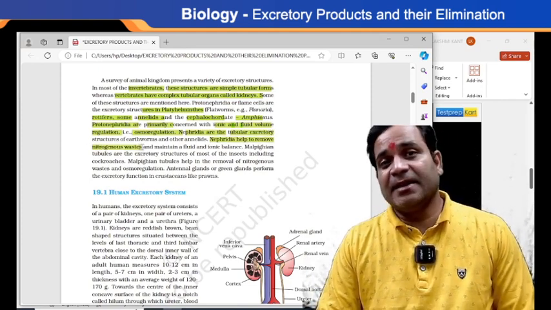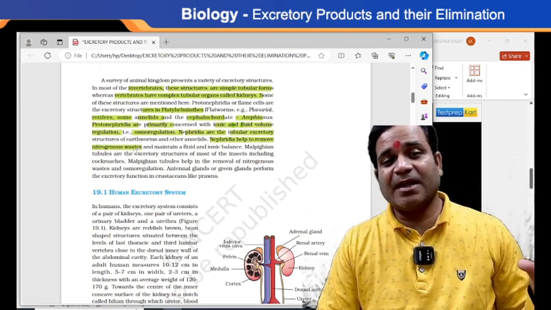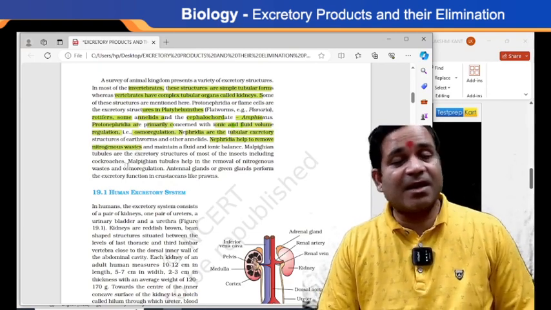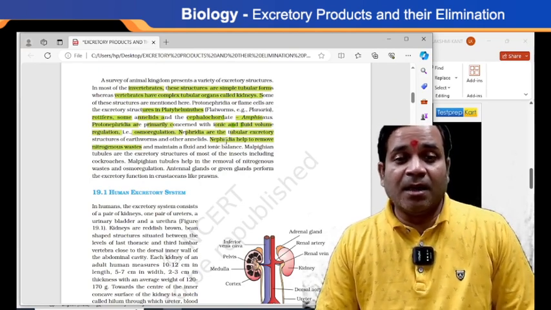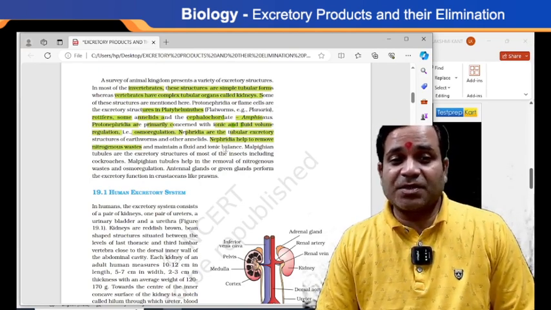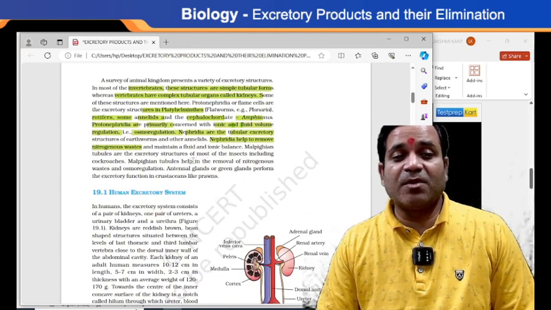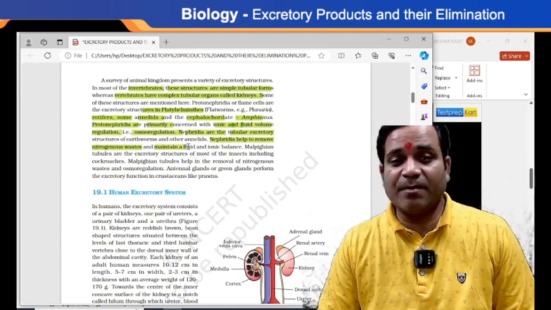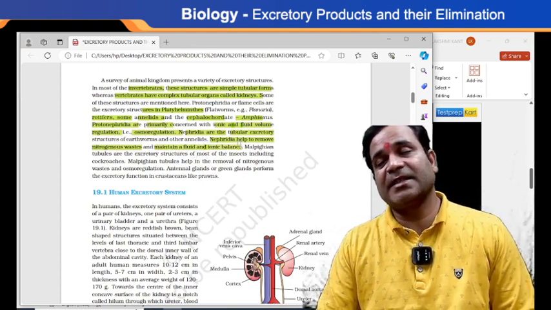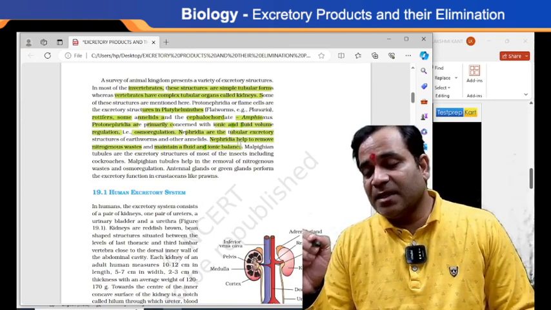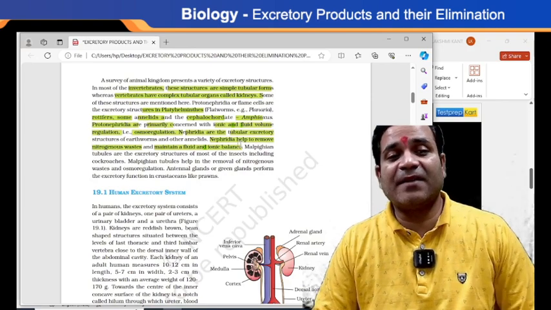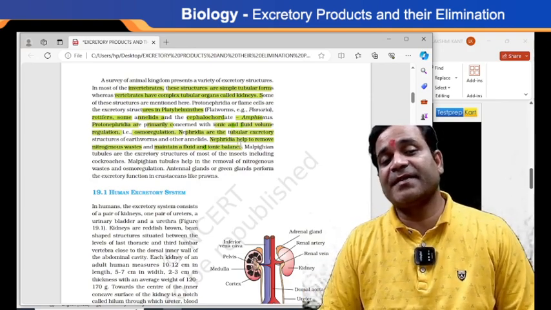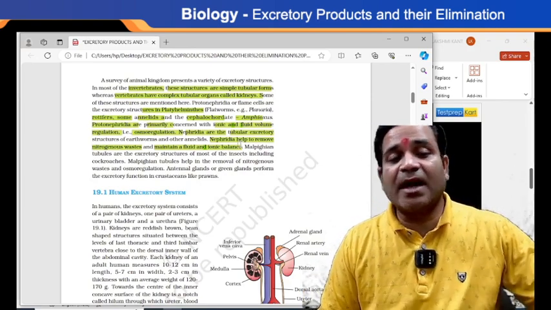See here, the NCERT line is given about the nephridia. If anybody asks you what the nephridia is, then what do you say? Nephridia is a part of the excretory system that is mainly responsible for removing nitrogenous waste and also maintaining the fluid or ionic balance, my dear. So if anyone asks about nephridia, it is so simple: removal of nitrogenous waste and maintaining the fluid and ionic balance.